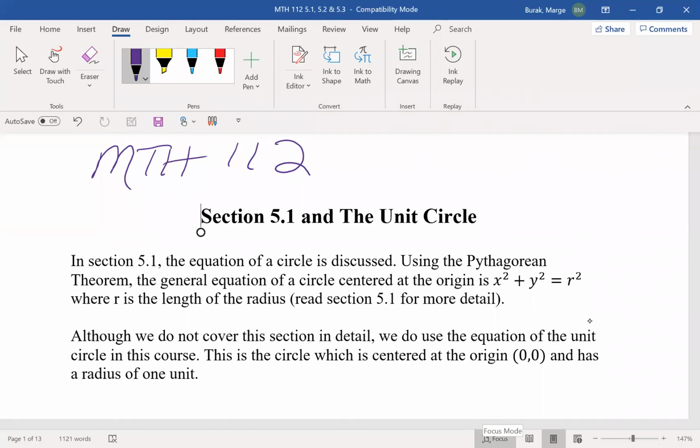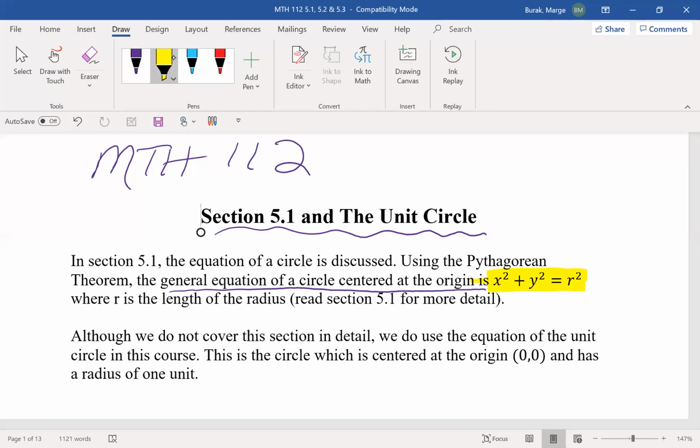This video is beginning chapter 5. Although we do not study section 5.1, we do want to know the equation of the unit circle. The only thing we need from this is an equation of a circle. The general equation of a circle, if the center is at the origin, is x squared plus y squared equals r squared, where r is the radius and x and y are the points on the circle.